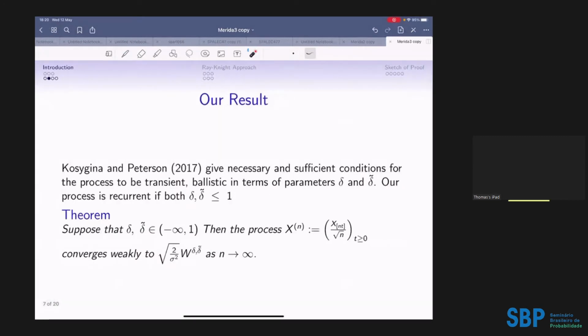And in this case, our process is going to be Xn, our random walk, our cookie random walk, if we normalize it diffusively, it converges weakly to this multiple in sigma squared. I haven't said what it is, but that again is derived from the Markov chain. So it's just this multiple of this Brownian motion perturbed at extrema.